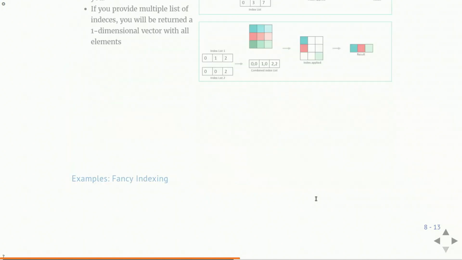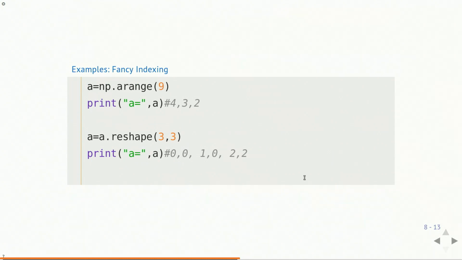Now let's see some examples of fancy indexing. So given this 1D array, let's select the 4th, 3rd and 2nd element. So I'm just going to print A, and I'm going to pass a list with 3, 2 and 1 to select the 4th, 3rd and the 2nd element. Similarly, to select elements 0, 0, 1, 0 and 2, 2, I'm just going to create 2 lists and pass those 2 lists as fancy indexing lists to this 2-dimensional array A.